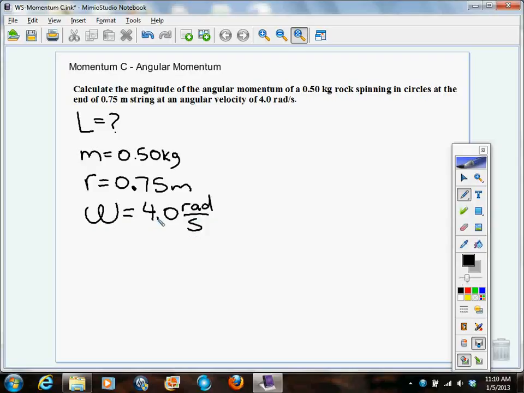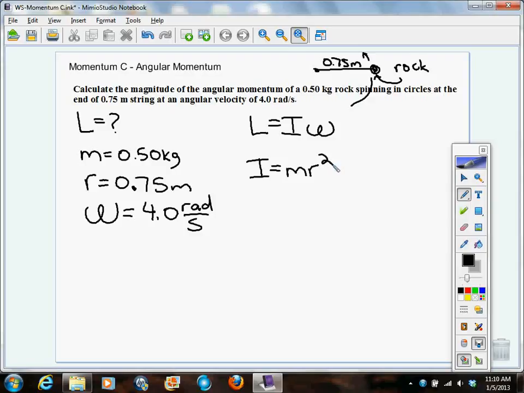Now for this problem, what we know is that L equals the moment of inertia times omega. So notice the moment of inertia is not directly given, but since this is a rock, I'll draw a little picture here. This will be the rock spinning at the end of a string, which is 0.75 meters. This counts as a point mass going around a circle, right? So when this thing goes around a circle, the moment of inertia is just going to be mr squared for a point mass.